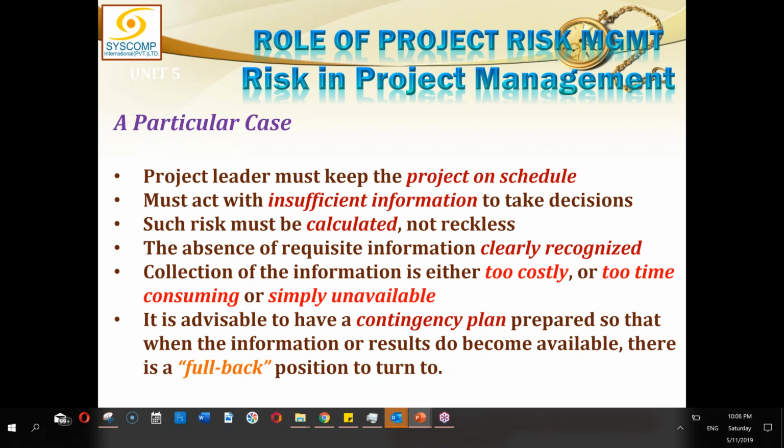So it is advisable to have a contingency plan prepared so that when the information or result becomes available, there is a fallback position to turn to. So we must have alternatives open to us. We must have reserves. We must have contingencies. And as it says, fallback plan, it is also called workaround. Workaround, as I mentioned yesterday, is something which we will impose after a risk has materialized. That is again the fallback position, just like the workaround plan.